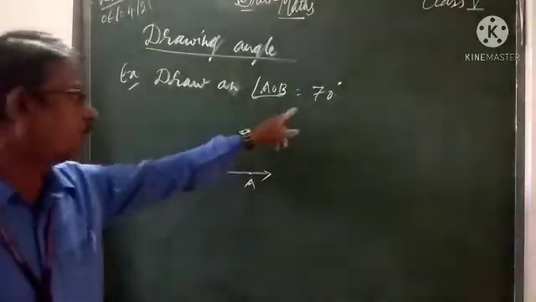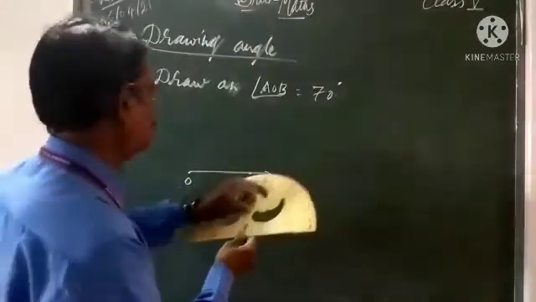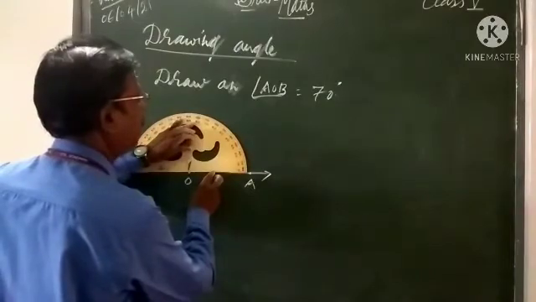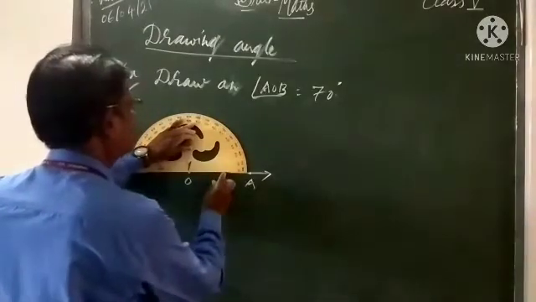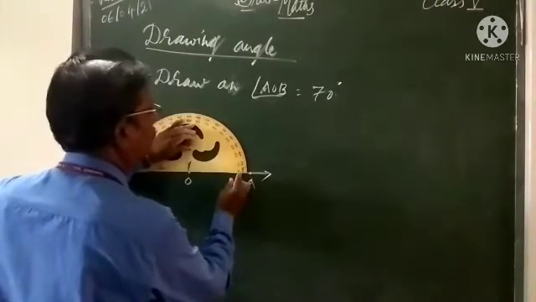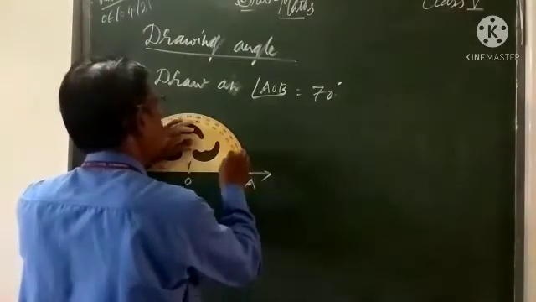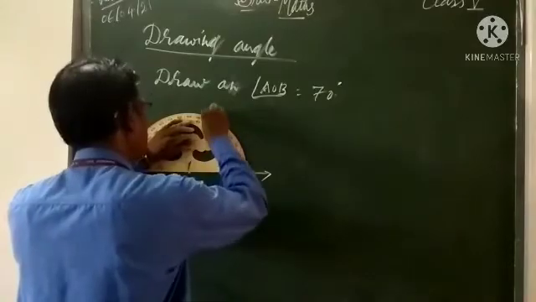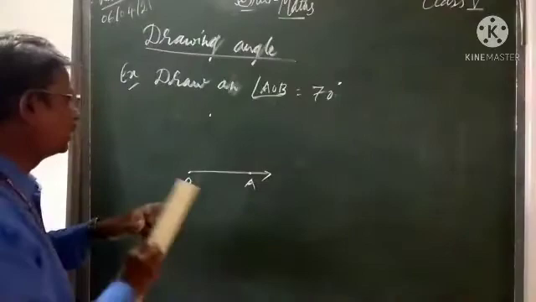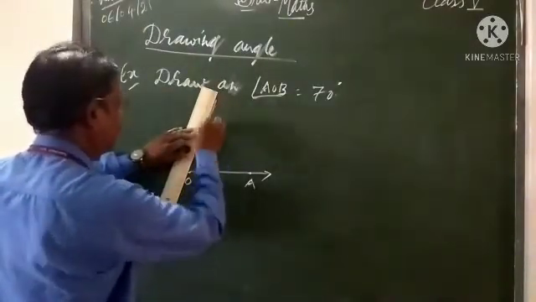Now how many degrees do we want in the angle? 70 degrees. So take the protractor. Place the center of the protractor on the vertex O like this. Now we want 70 degrees here. So I adjust this protractor so that the baseline of the protractor and the baseline of the given angle fall on each other. Now how many degrees do we want? 70. So take the inner scale: 0, 10, 20, 30, 40, 50, 60, 70. So put a point here.